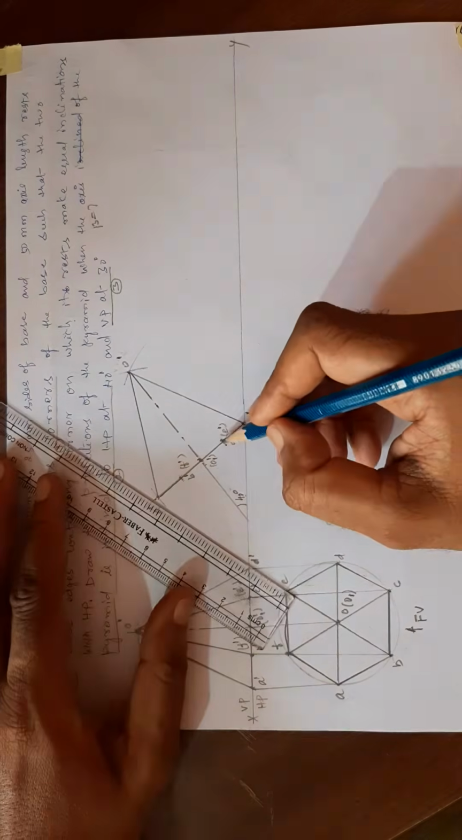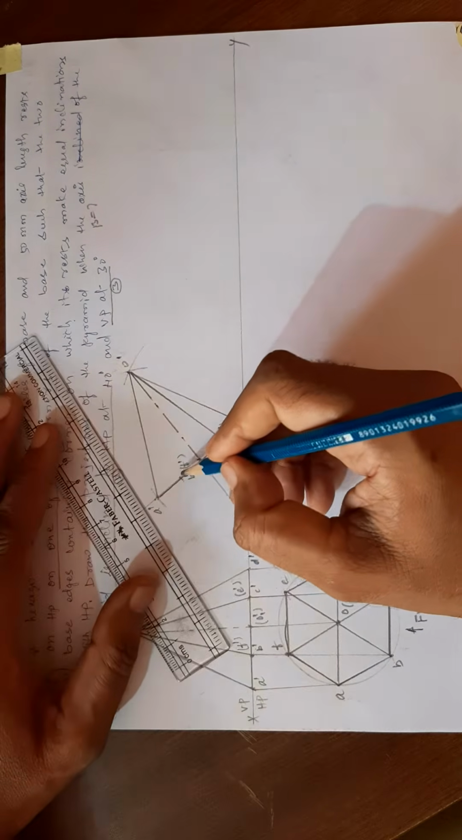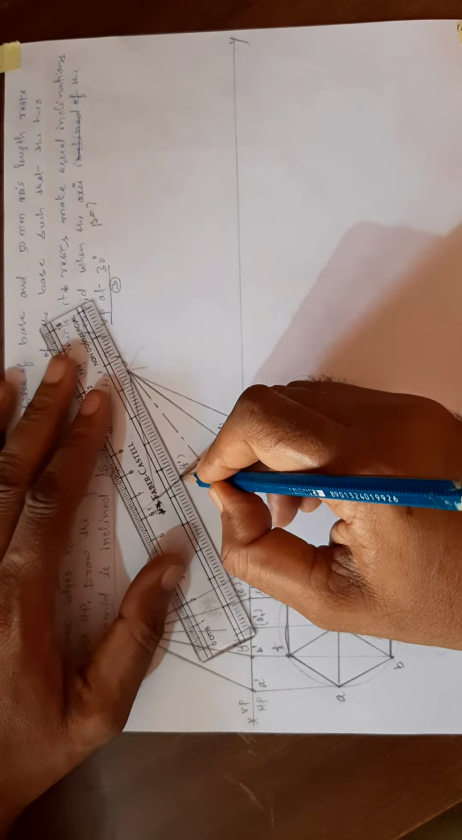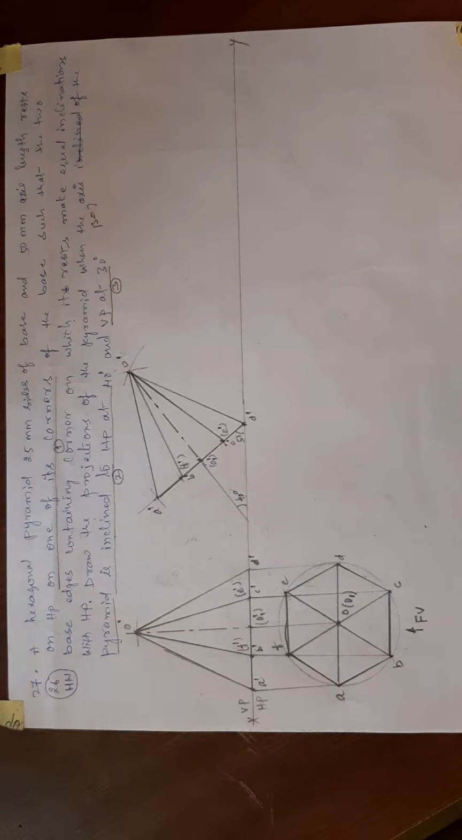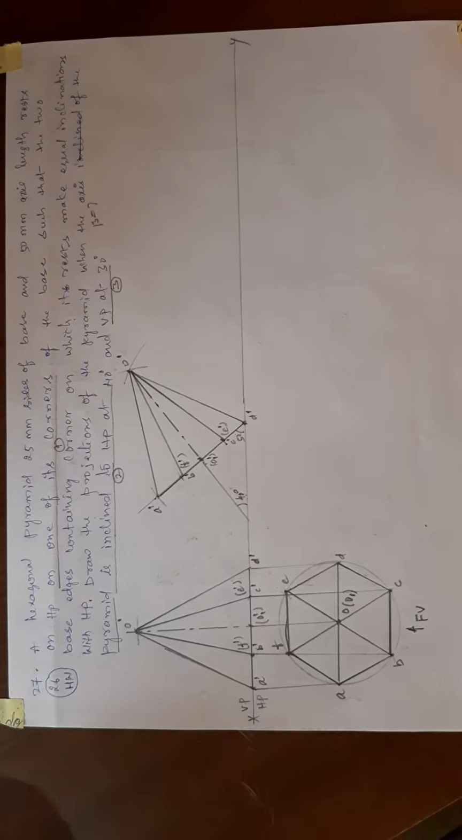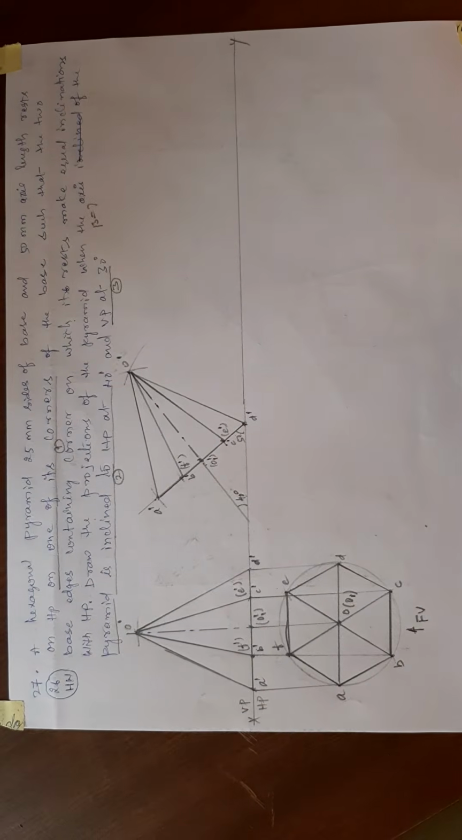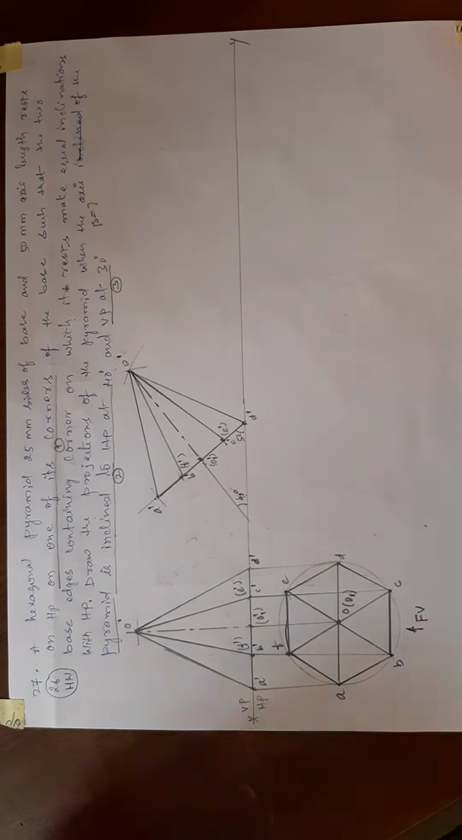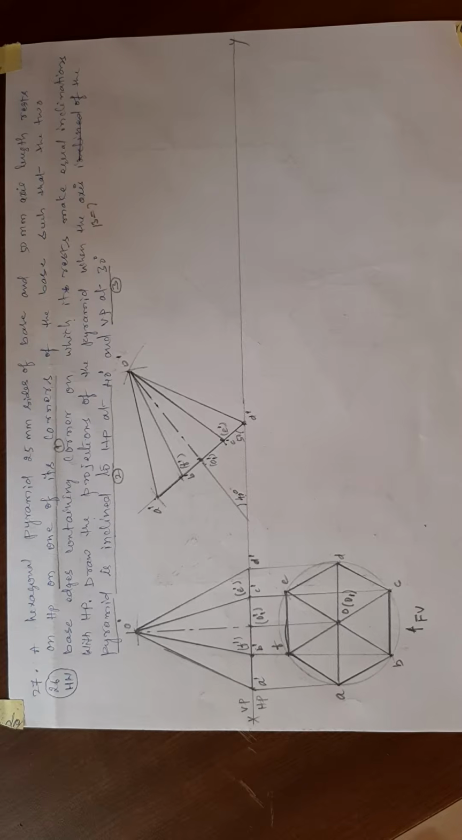Now join the other edges, the long edges, like this. So this is the front view when the axis is inclined to 40 degrees. Then we have to draw the top view. How to draw the top view, we already know that: draw vertical upward projector lines and vertical downward projector lines.